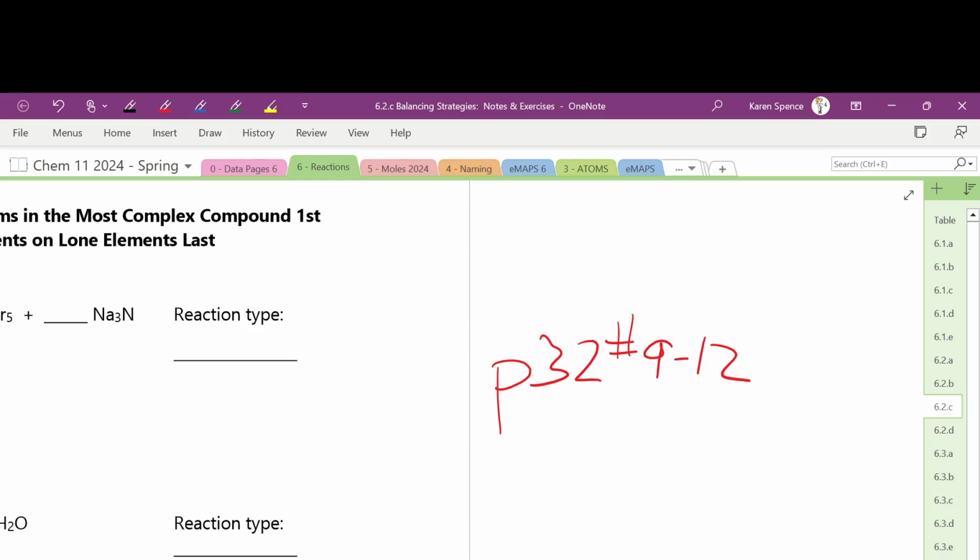Okay. Maybe there's one there. Right? Well, you can write in the one here to help you with it.